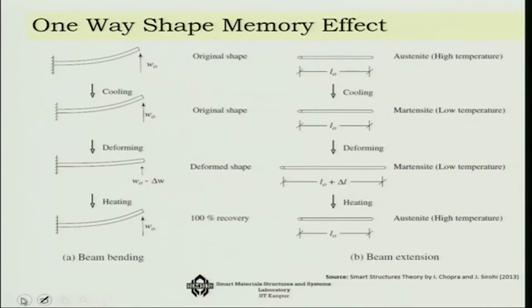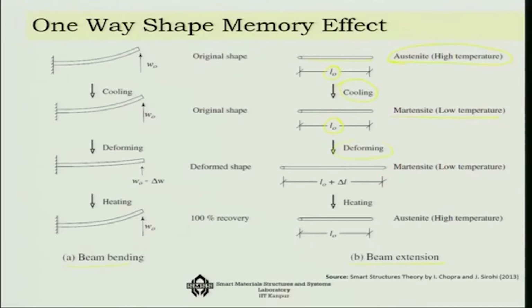But let us first talk about the one-way shape memory effect. So in the one-way shape memory effect, there are two types. One is the beam extension, another is the beam bending. Let us first discuss what happens in the beam extension. Suppose I take an SMA sample which is at the austenite high temperature phase. Then I just cool it, fine, and then it goes to the martensite low temperature phase, but there will be no change of length. Even though there is this twinned martensite formation that has taken place, it is an internally adjusted procedure, so there will be no change of length.